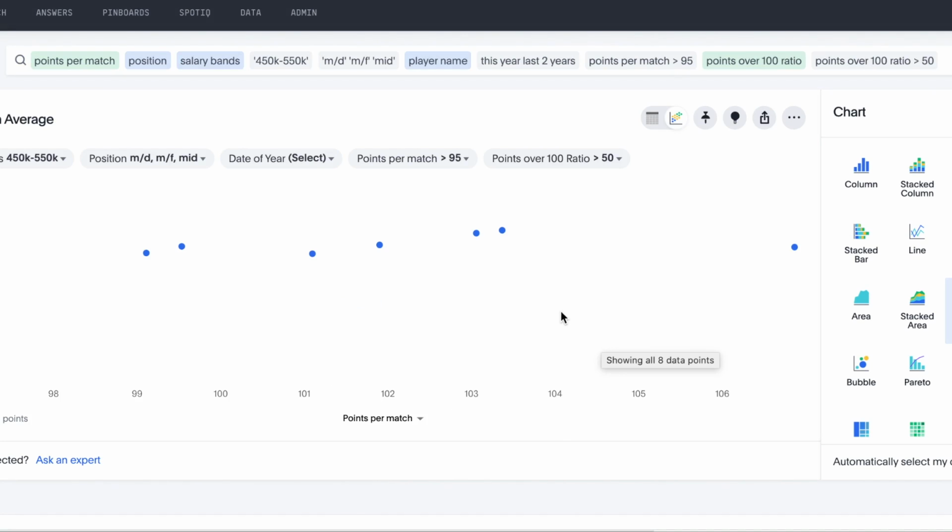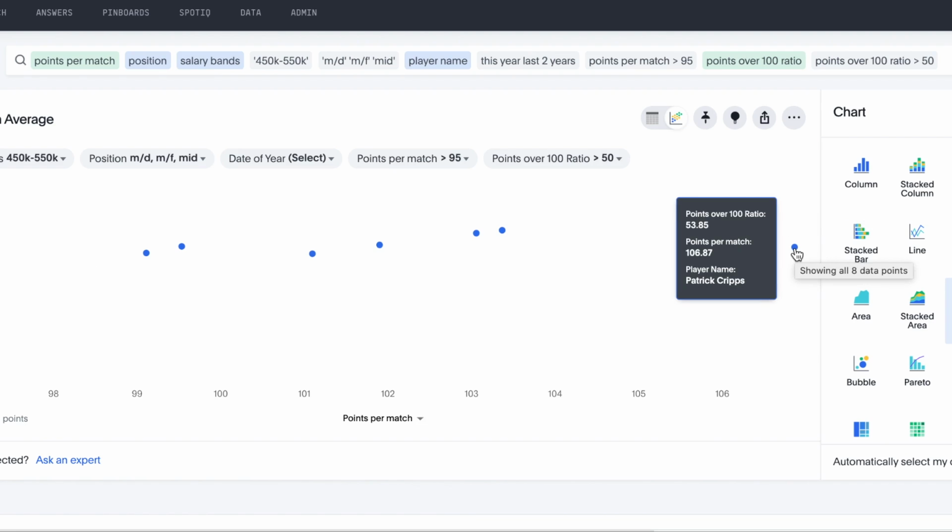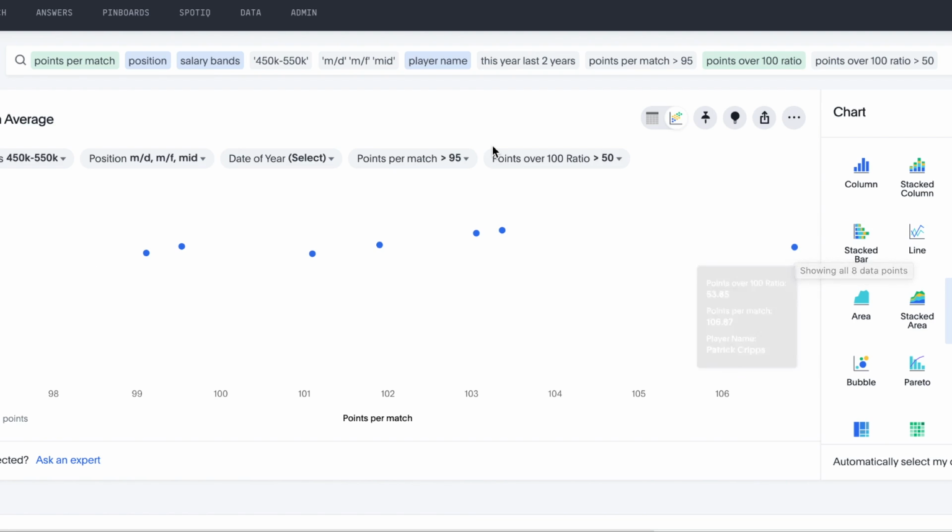And restrict this down to 8 players or so. Tim Taranto again, his current average is quite low, but 50% of the time he is going to get us over 100. On the right-hand side is Patrick Cripps. So let's continue to analyse this a little bit more.